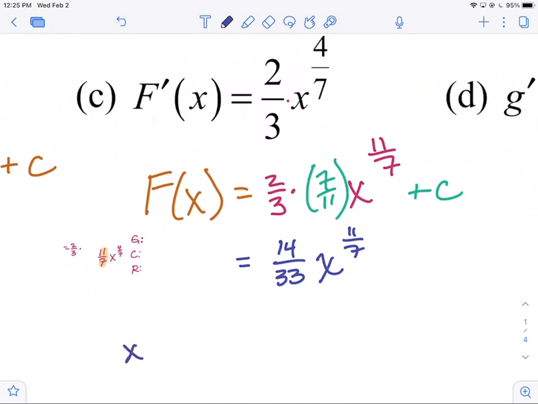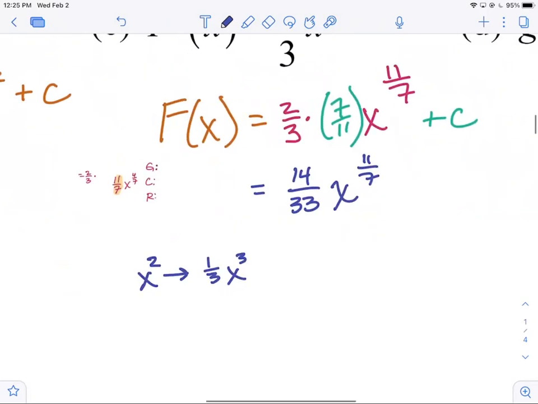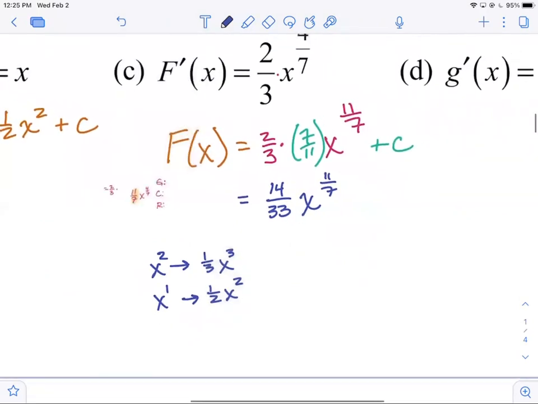We had an x squared, and it became 1/3 x cubed. We had an x to the first, and it became 1/2 x squared. We just had an x to the 4/7, and it became 7/11 x to the 11/7. Do y'all see a pattern there?